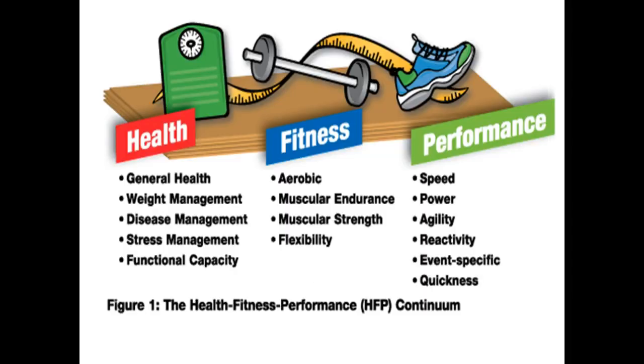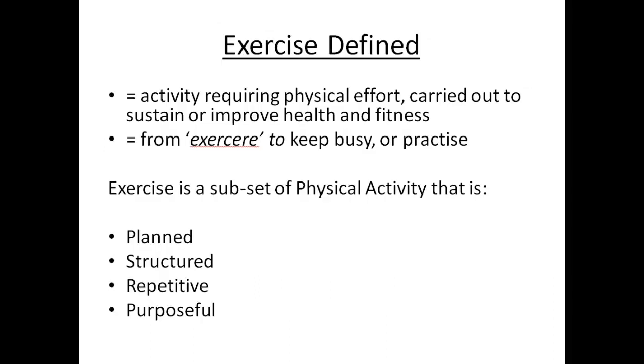So here we are with a continuum. We have health, which includes your weight, disease management, stress management, and your functional capacity. Functional capacity is your ability to do work or stuff. Then we've got fitness, where we divide it into the components of fitness. And then we've got performance. Here we're looking for the motor skills, speed, power, agility, reactivity, and they're quite event specific.